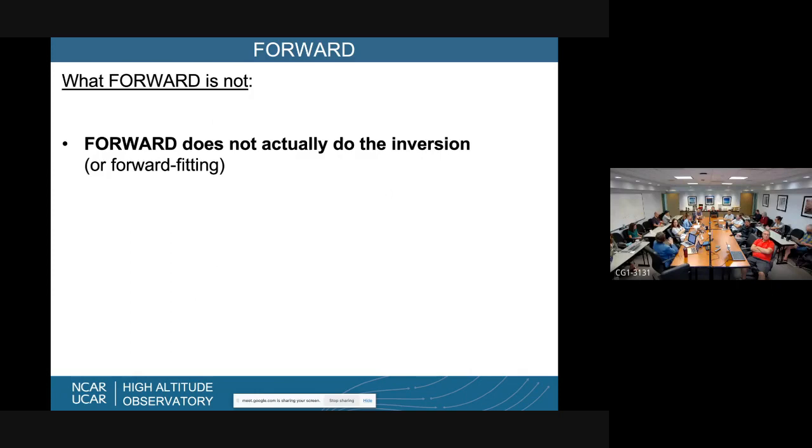What it is not doing is an inversion. All it's doing is calculating the forward calculation. So if you want to do an inversion or optimization, you can use Forward to give you that piece in your likelihood function or whatever.